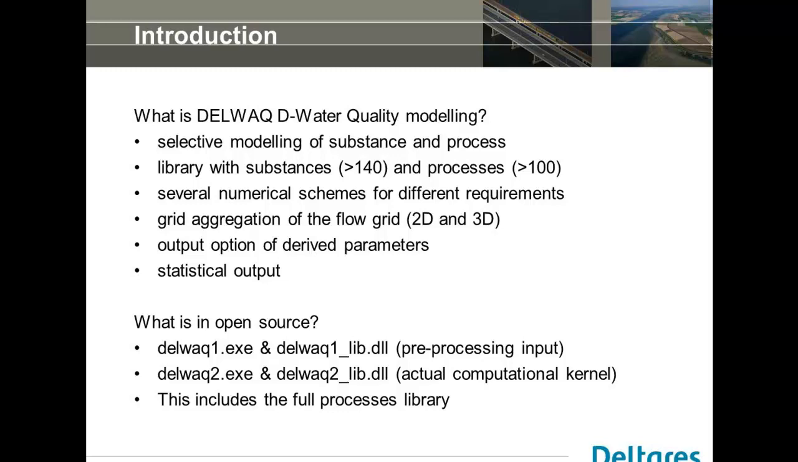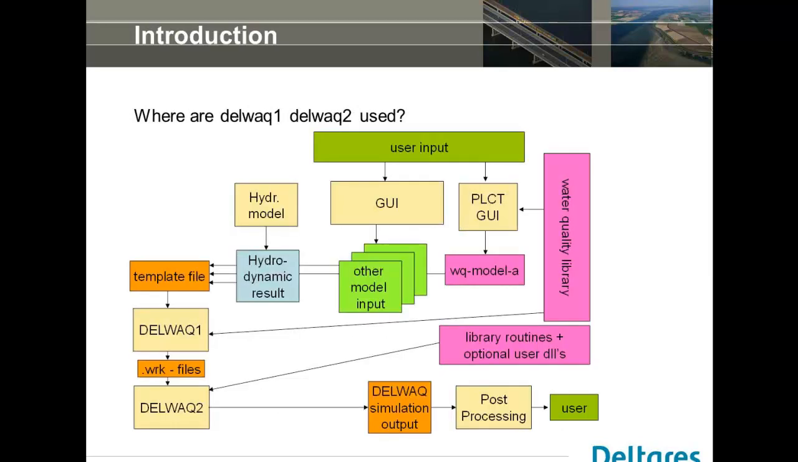Also, there's a lot of output options, mass balance options, and statistical outputs. What do you get when you obtain the open source? You'll get a DELWAQ 1 executable and library, which does mainly the pre-processing of the input. And you'll get the source code to the DELWAQ 2 executable and library, which does the actual computation of the water quality. And this includes the full process library.